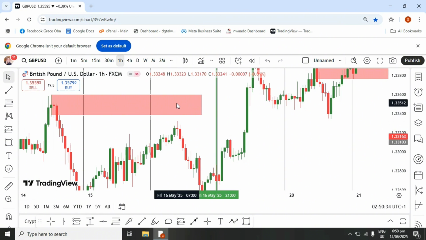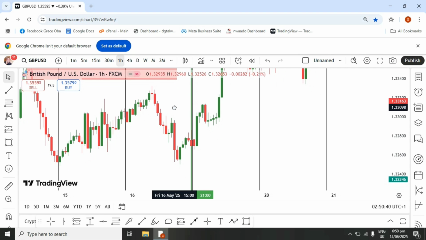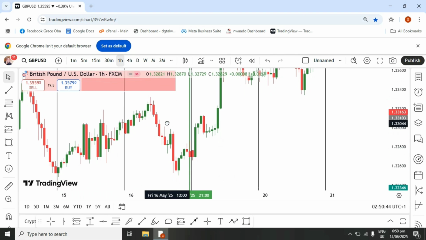Let me show you. It respected this block, pushed down, continued its movement in the downward direction, right, creating a lower low. Now this swing has a new order block, right? It has a new order block, and I'm going to mark it out. Where is the origin of the swing? This is the origin. This order block here, that's the origin of the swing.